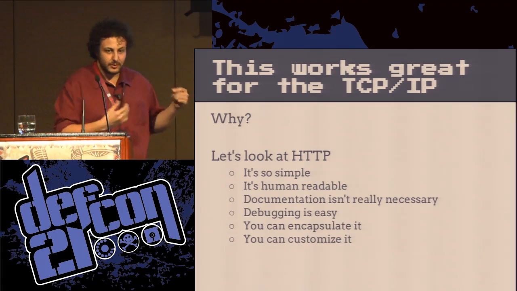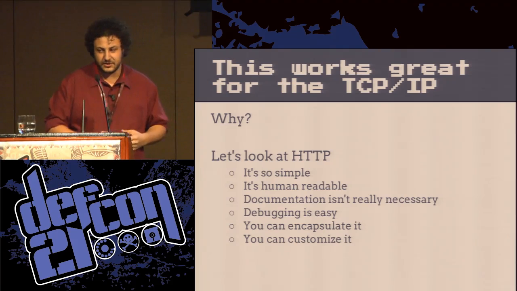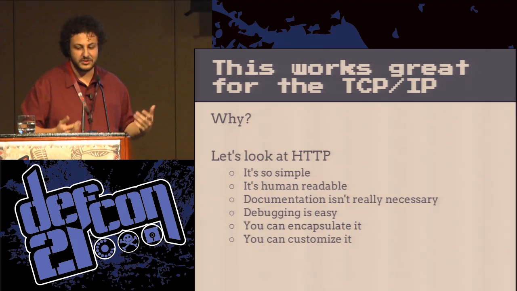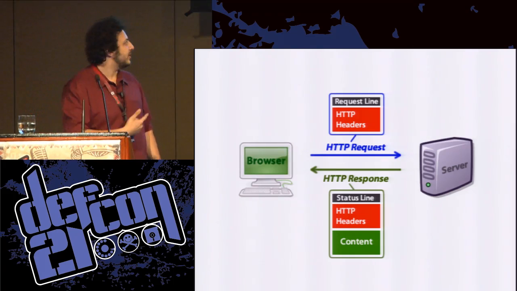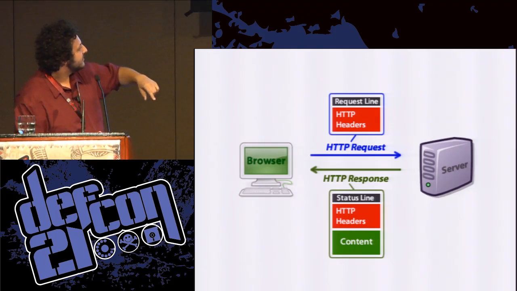You can encapsulate it, right? The stream and anything, and you can add custom stuff. So it's not really so picky with what inputs and outputs it does. It's very forgiving, right? So here's a diagram I didn't make. From a browser, you can send an HTTP request to a server, and you get a response.